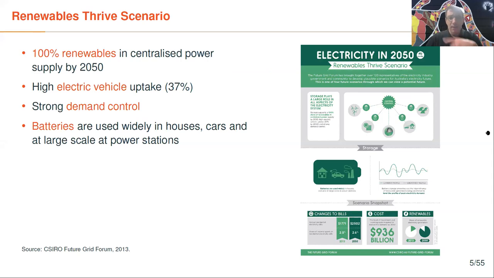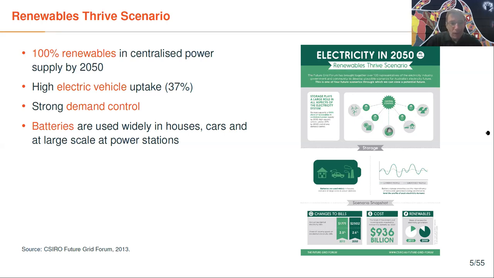Another scenario was Renewables Thrive, where they predicted that centralized power supply will almost exclusively consist of renewables, large-scale wind and solar. They also predicted high electric vehicle uptake and strong demand control, and batteries will feature prominently in future supply systems. At the moment, we are probably witnessing a combination of the two: large penetration of utility scale renewables at the transmission level and distributed energy resources at the low voltage level.